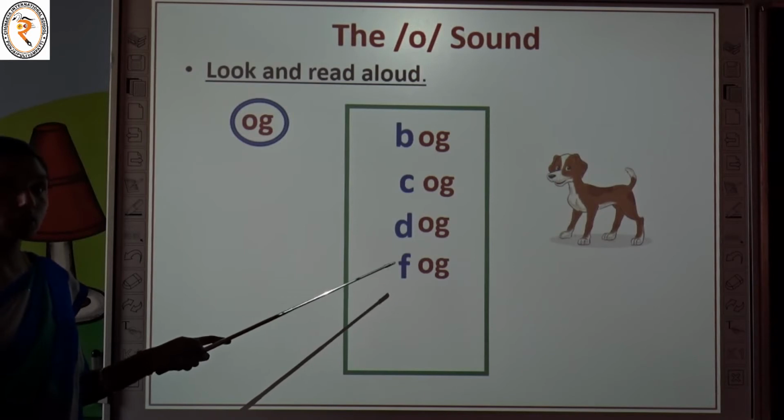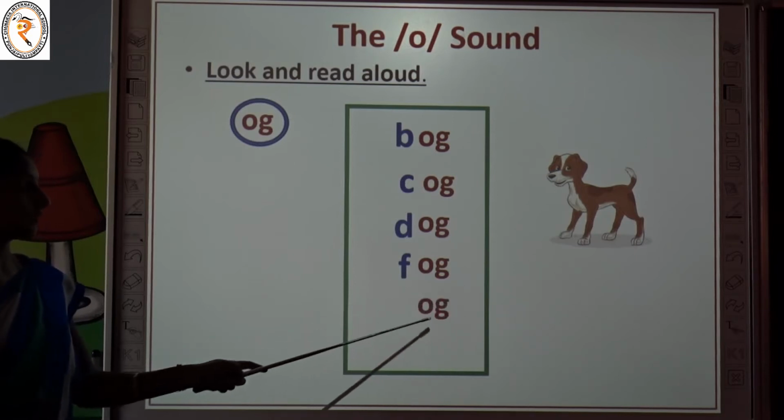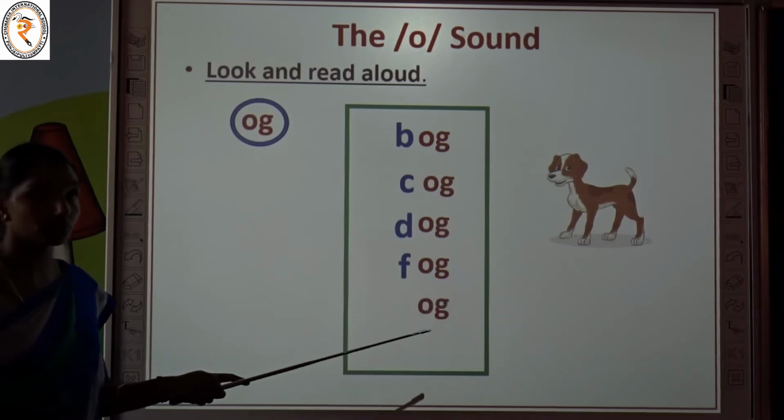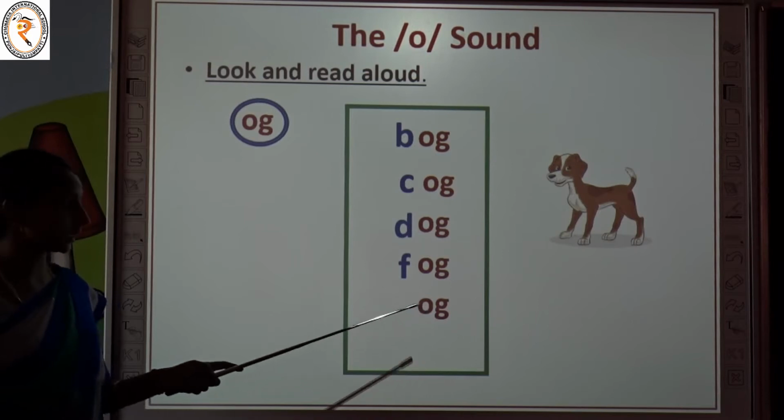F. What is the sound of the letter F? If. If plus og, fog. Very good. Again we have OG. How can we pronounce the letters OG together? Og, og. Very good.